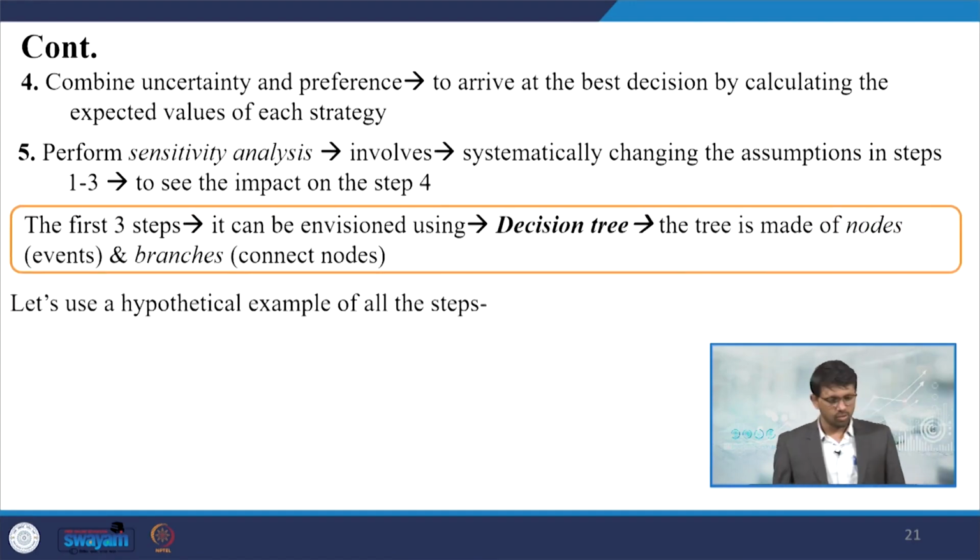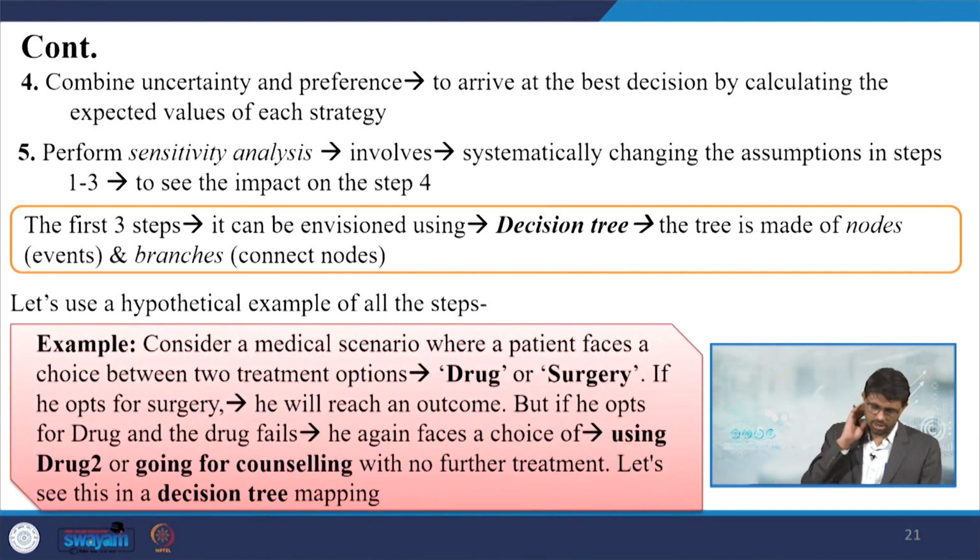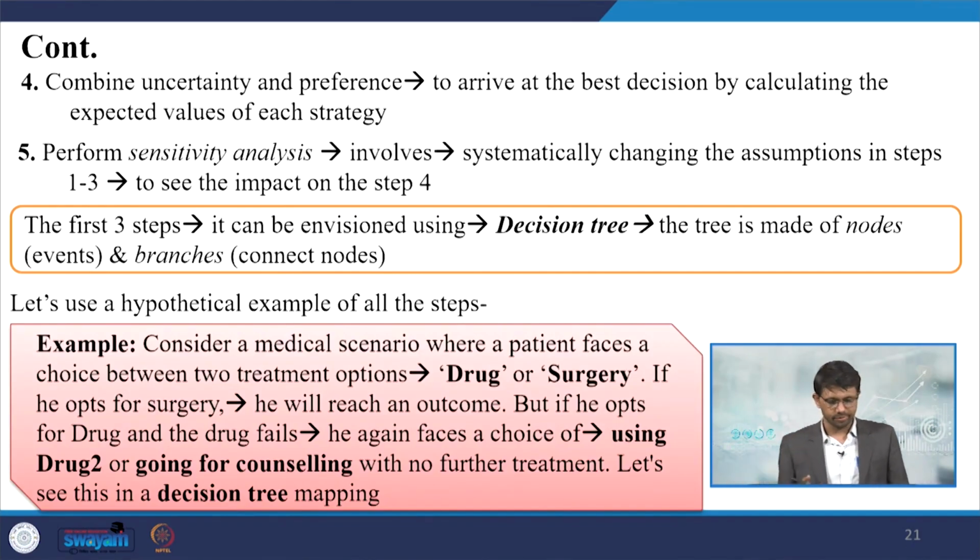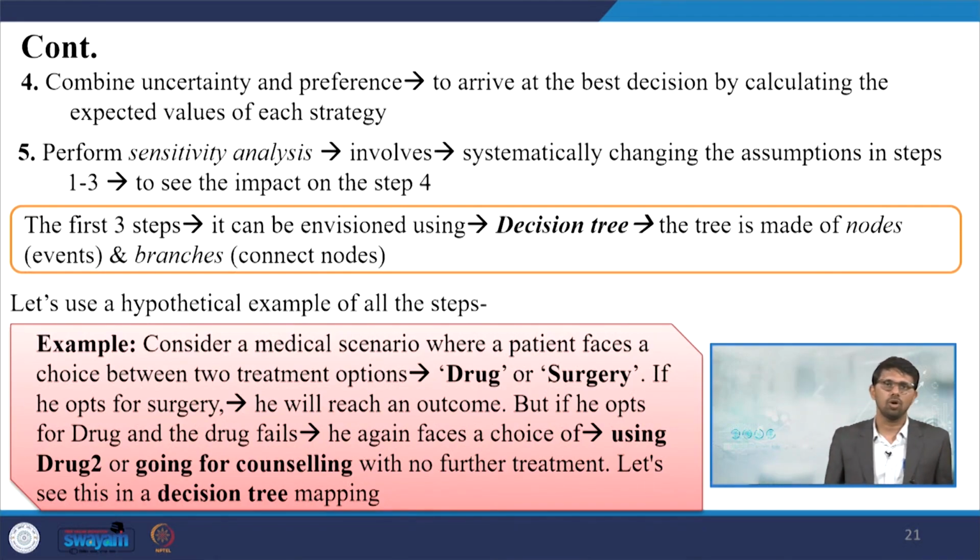The first three steps can be envisioned using a decision tree, a tree made of different nodes. Nodes are basically called events, and branches connect those nodes. Let us use a hypothetical example for understanding these steps. We are citing a medical scenario of a patient who is supposed to choose, for his or her treatment, either drug or surgery.